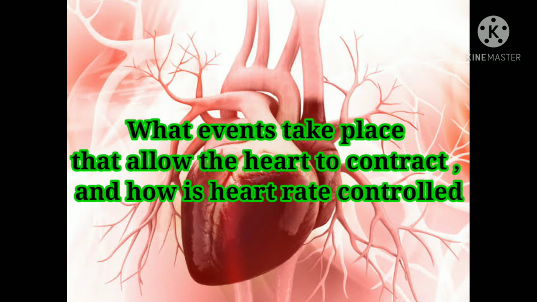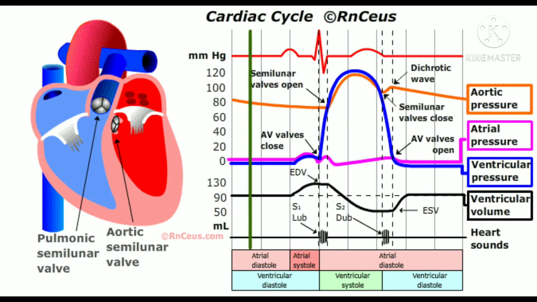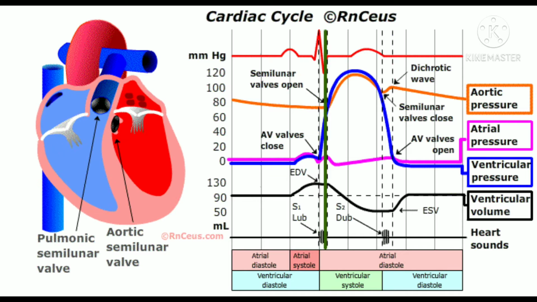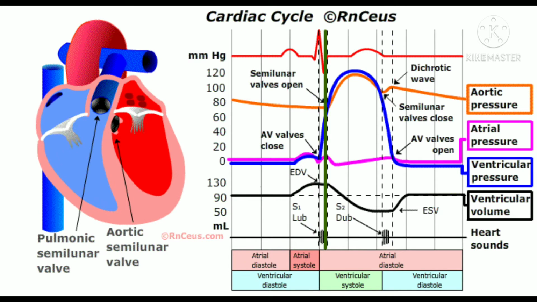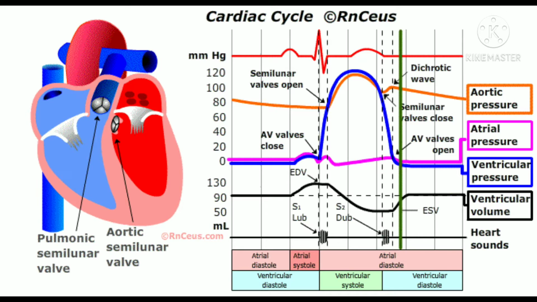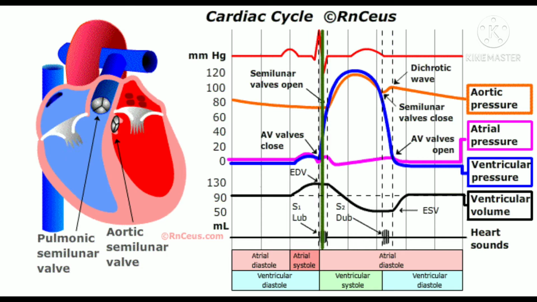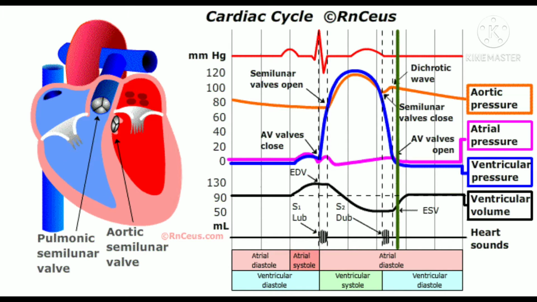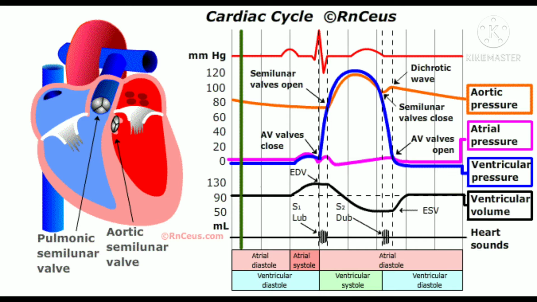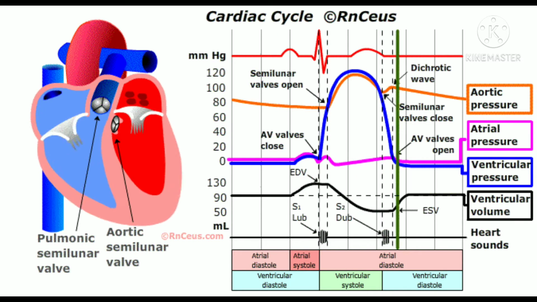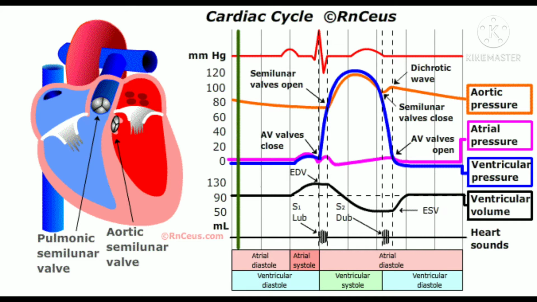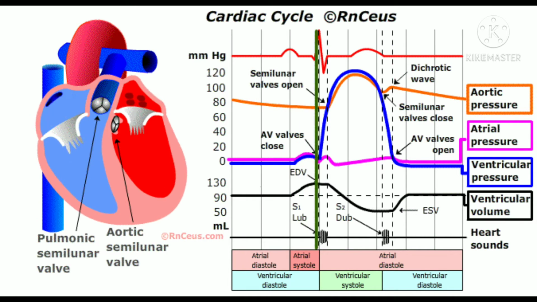What events take place that allow the heart to contract and how is heart rate controlled? Heart rate is controlled by the 2 branches of the autonomic involuntary nervous system, the sympathetic nervous system and the parasympathetic nervous system. The sympathetic nervous system releases the catecholamine hormones, epinephrine and norepinephrine, to accelerate the heart rate.